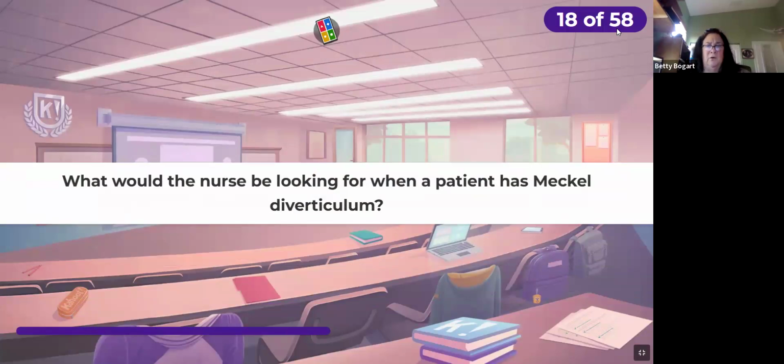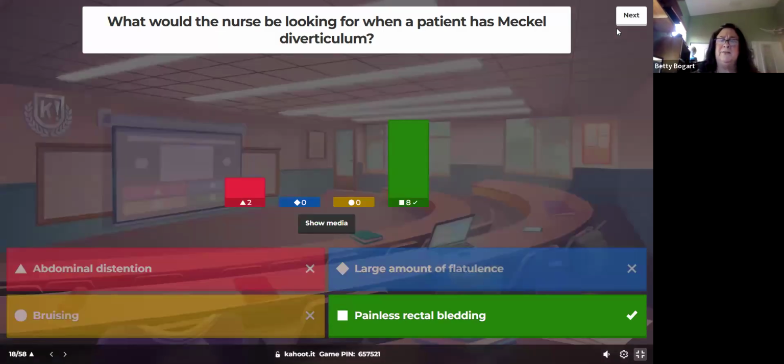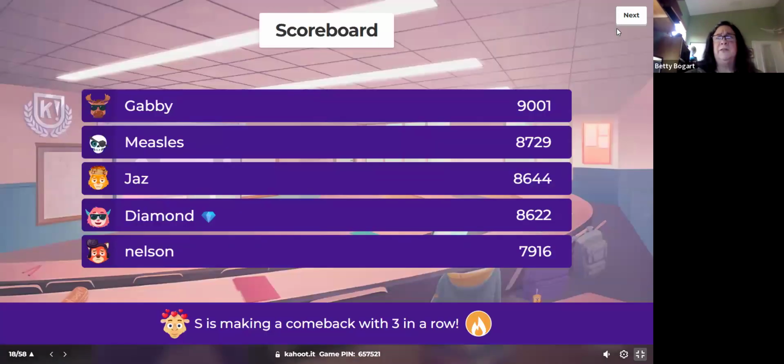What would the nurse be looking for when a patient has Meckel diverticulum? Remember, that's the small intestine, a little piece of diverticuli or little piece of tissue that comes out. And inside that tissue is a big blood vessel and it rips. And it's called painless rectal bleeding. They usually do radiography where they put in a dye and find it in the small intestines. And then they have to go in and just clamp it off, is basically what they do.